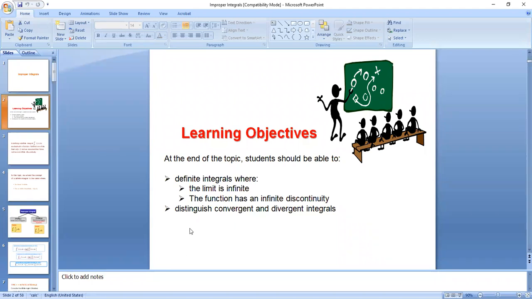In the process of determining the values of these improper integrals, we should know how to distinguish whether it is a convergent or a divergent integral. The terms convergent and divergent are actually associated with improper integrals. While we are doing the evaluation of improper integrals, we will determine whether they are convergent or divergent. Let me proceed to the next part.